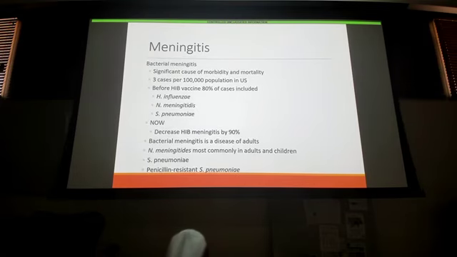All right, bacterial meningitis. Bacterial meningitis is a big deal. It's a bad day for people. A significant cause of morbidity and mortality. Before the HIB, the Haemophilus influenzae B vaccine, most cases were Haemophilus, Neisseria, or Strep pneumo. Because the HIB vaccine is in play, bacterial meningitis has significantly decreased, and now a lot of it is Neisseria that is causing it.